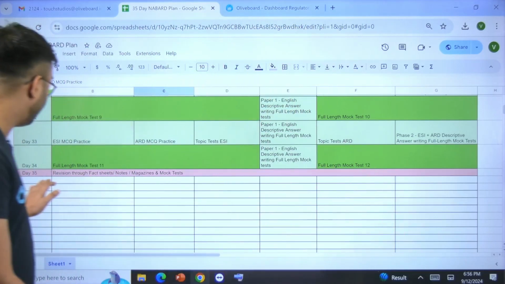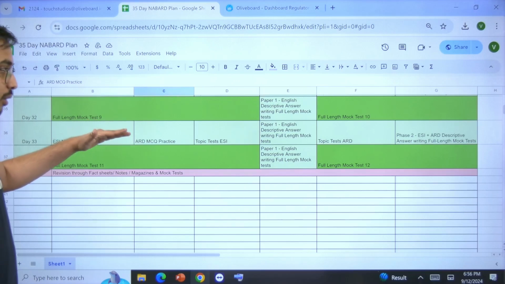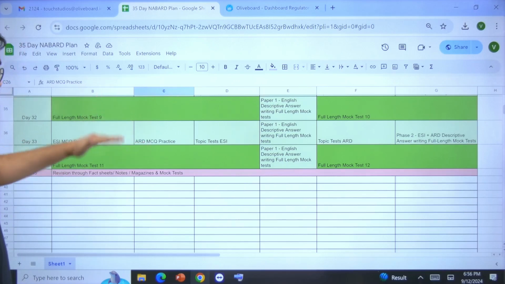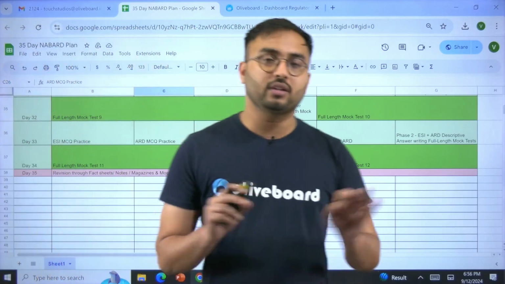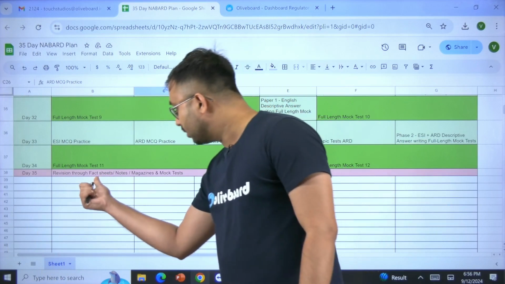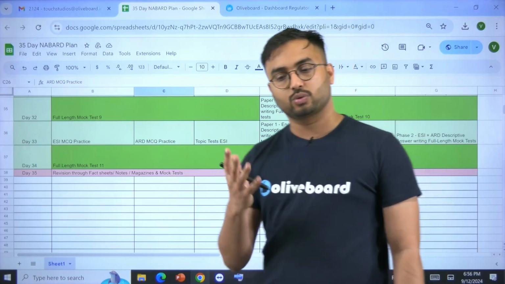Okay, and then on the last 35th day you can even try to complete the mock test before this 34th day also, 30 to 33, and 34 and 35, or even just 35, you can give it for just revision. So you can just revise all the things which you have done. Either fact sheets, notes, magazines, whatever mock tests you gave, those are there. Just उसको revise कर लो.